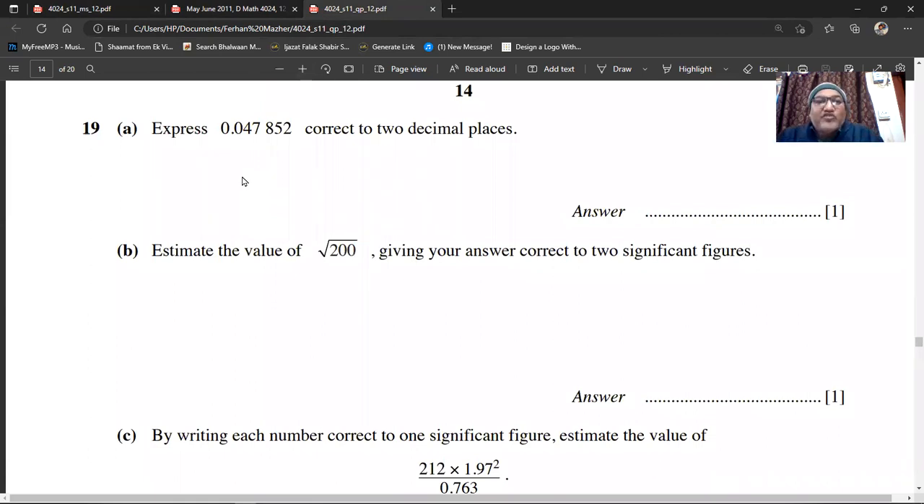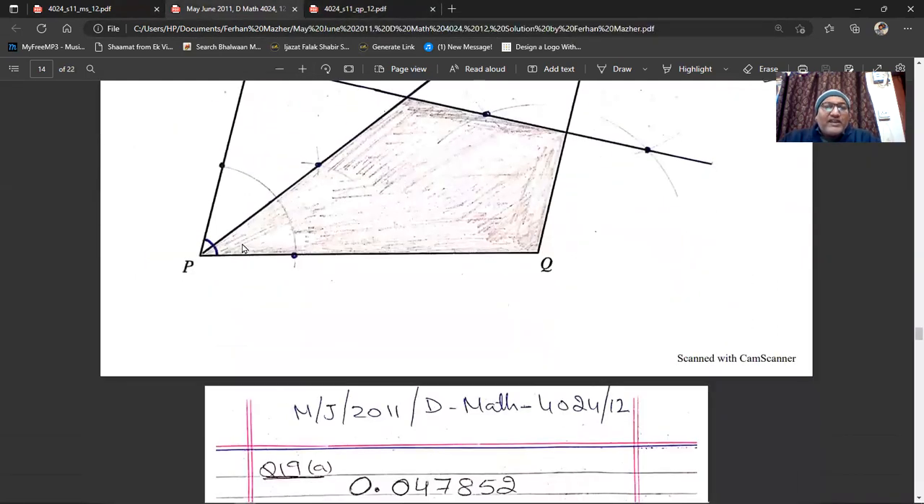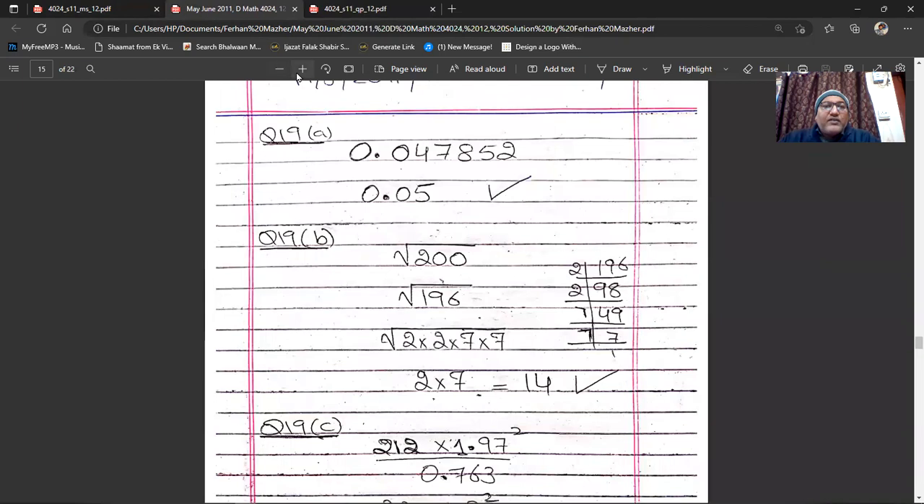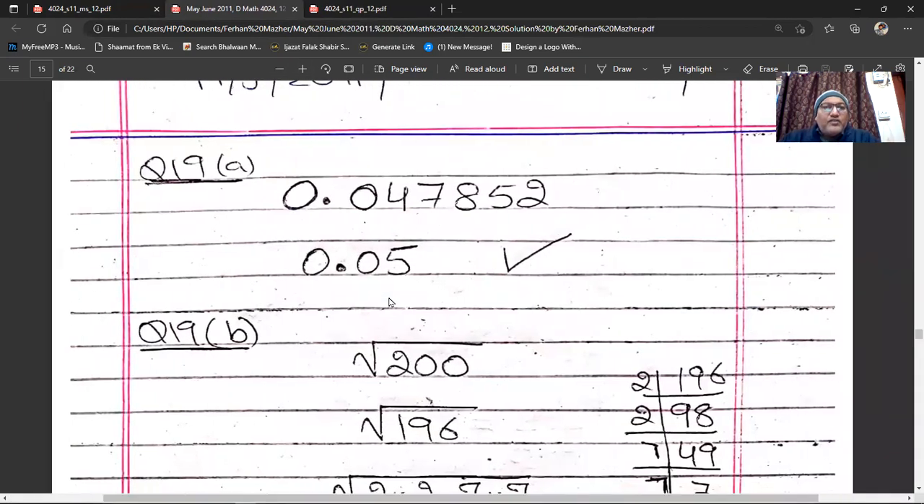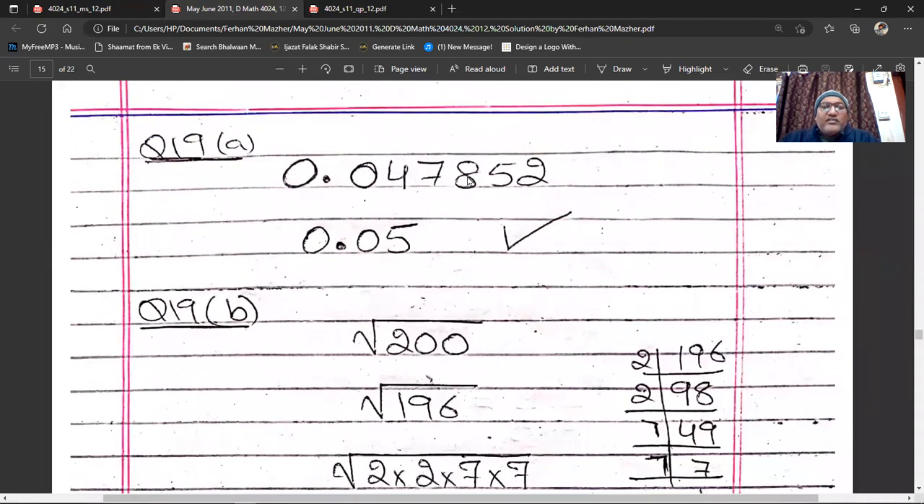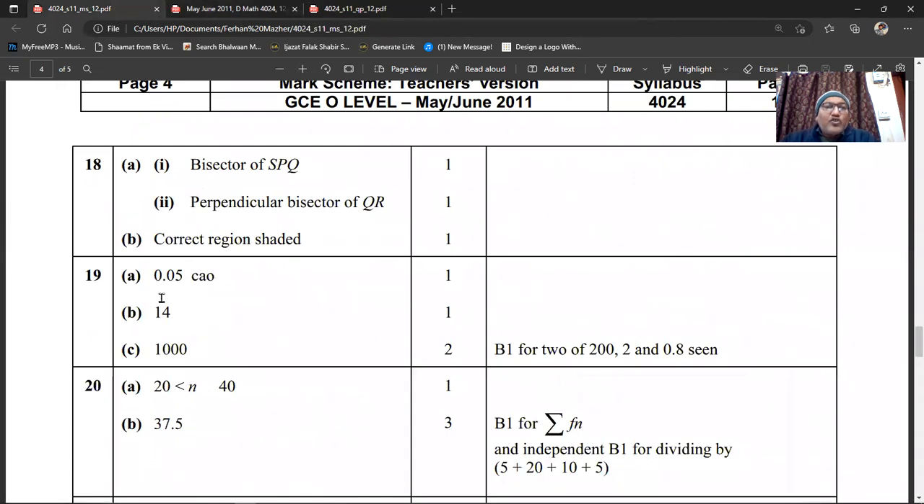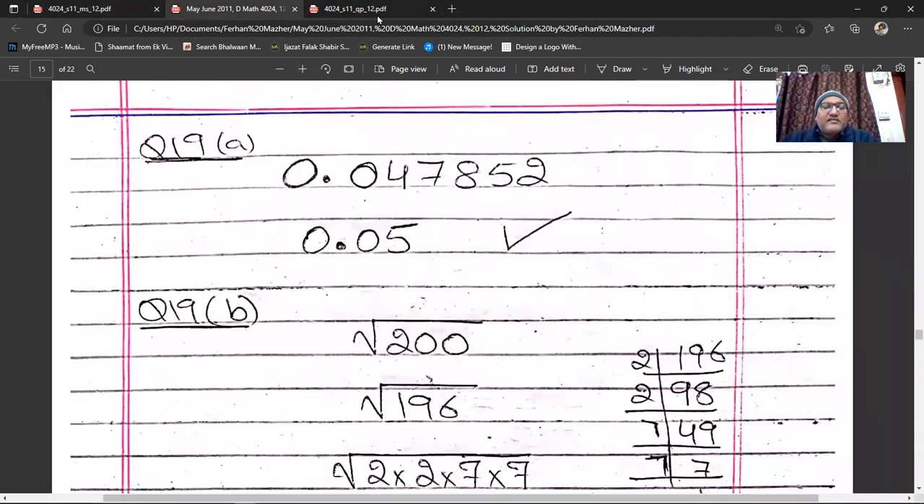Its A part. It says express 0.047852 correct to 2 decimal places. So 2 decimal places, I mean after the point 2 places, so we can round it off, and here we go. The rest of the digits will be rounded off, because after the 4 we have 7 here, so this 4 will become 5. So 0.05 is the answer. 0.05 is the right answer, sir.